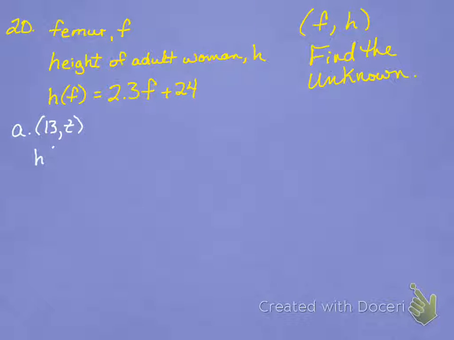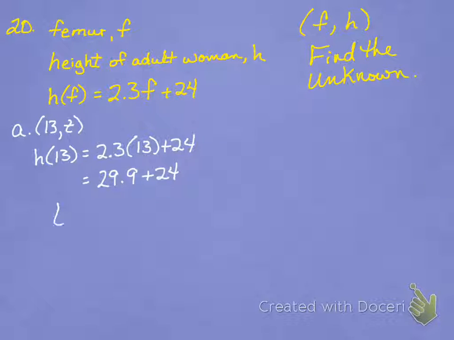Part A gives us an ordered pair of 13, T. So we're going to substitute 13 in for F for the femur length. So 2.3 times 13 plus 24. 2.3 times 13 is 29.9, plus 24. So T is equal to 53.9.